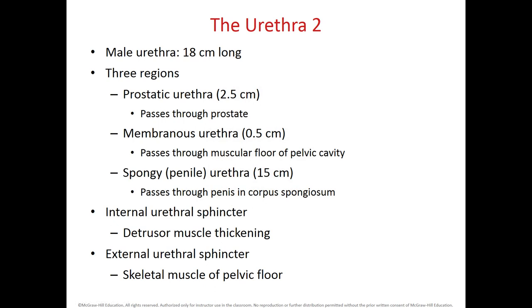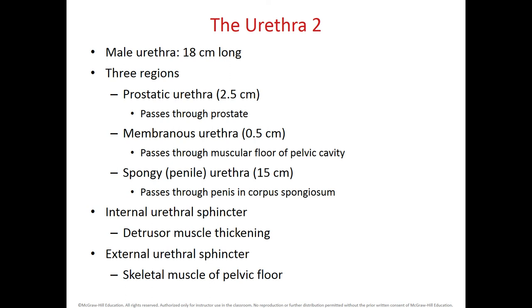As I said before, it is 18 centimeters in length. And it's subdivided into 3 regions: prostatic, membranous, and spongy or penile. The prostatic urethra measures 1 inch in length. And it's called prostatic urethra because it passes through the prostate gland. The membranous urethra is the shortest part of the urethra. It measures 0.5 centimeters, and it passes through the pelvic floor.